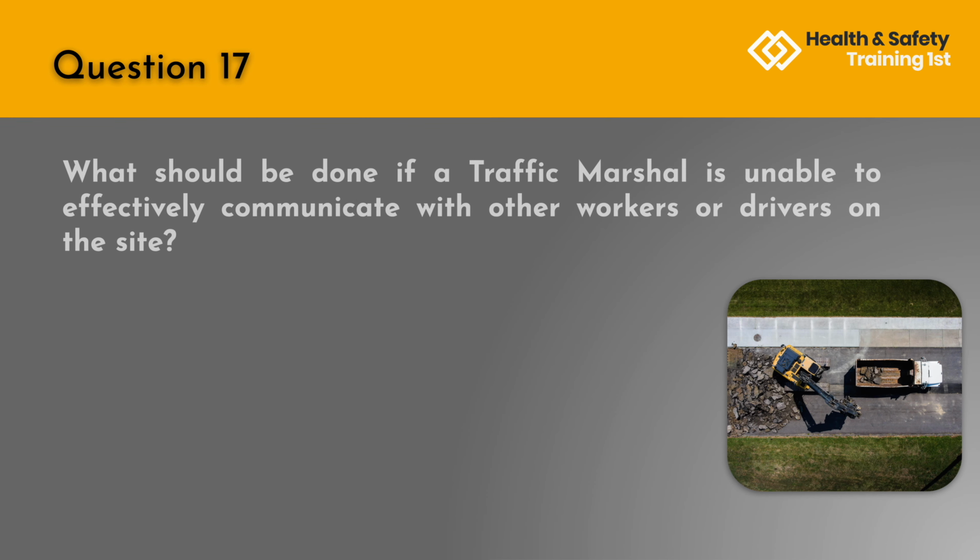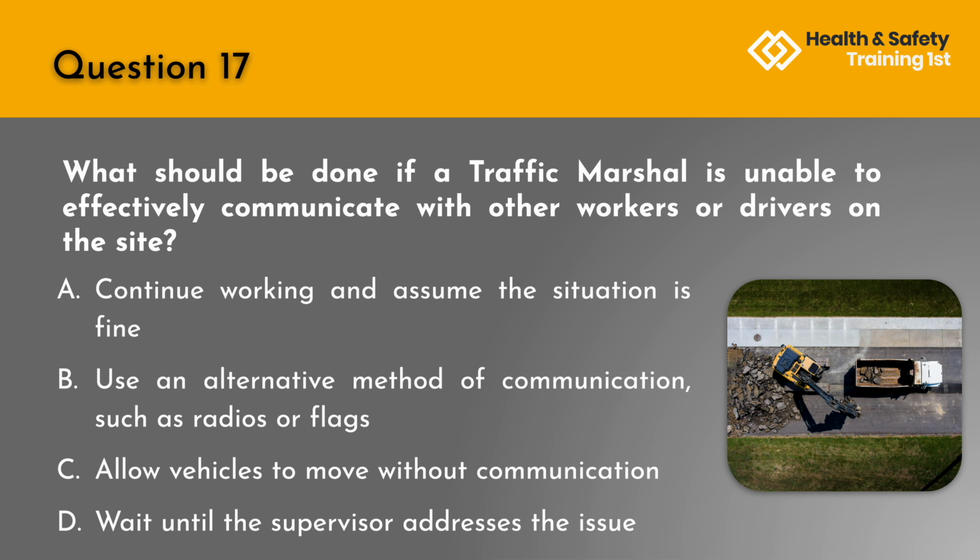Question 17. What should be done if a traffic marshal is unable to effectively communicate with other workers or drivers on the site? A. Continue working and assume the situation is fine. B. Use an alternative method of communication such as radios or flags. C. Allow vehicles to move without communication. Or D. Wait until the supervisor addresses the issue.